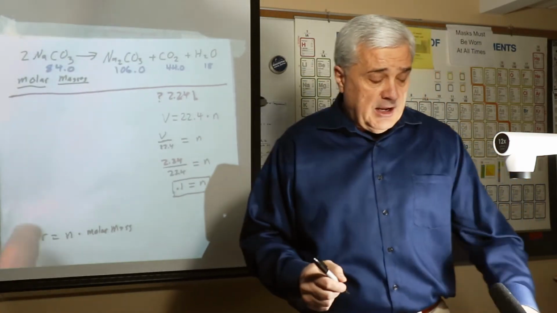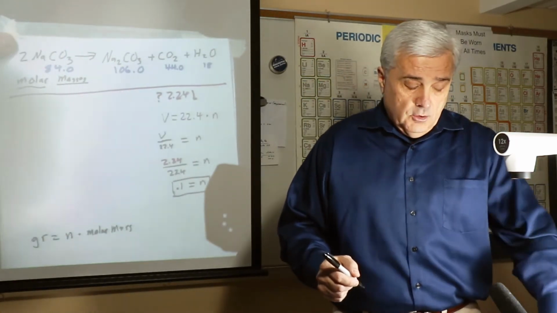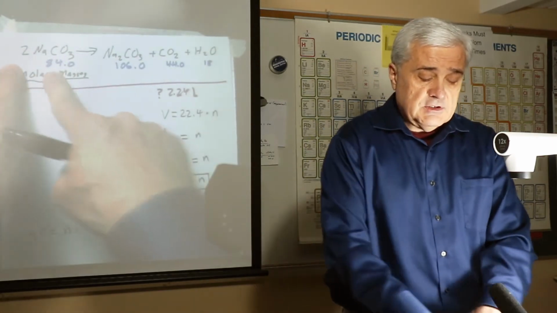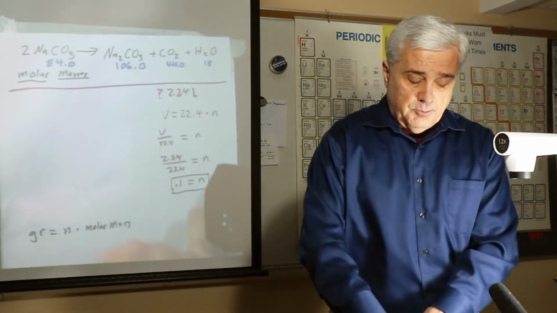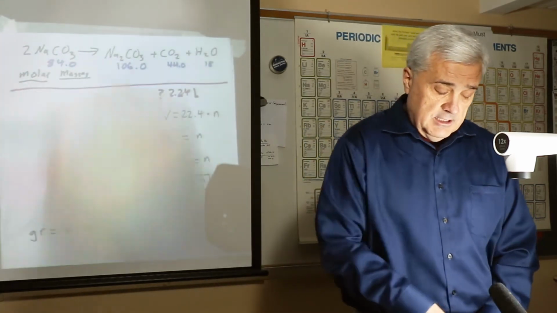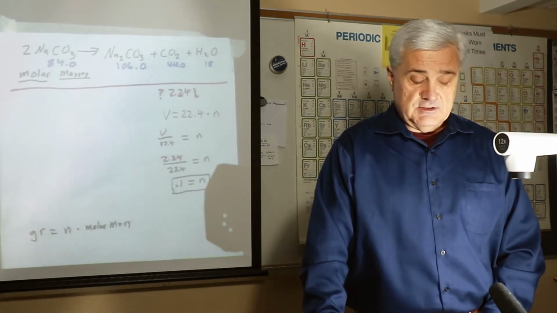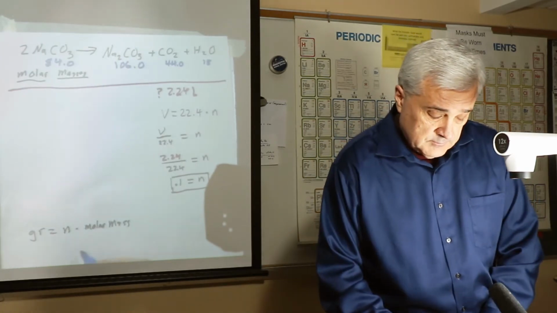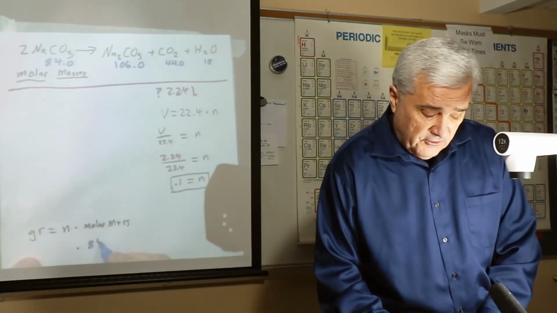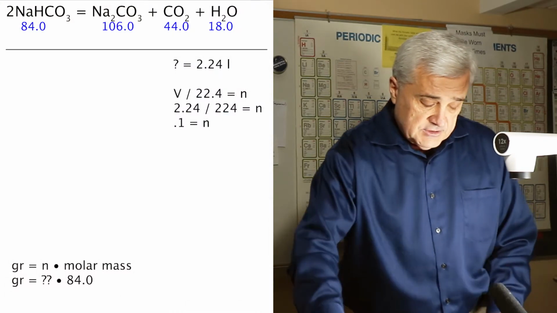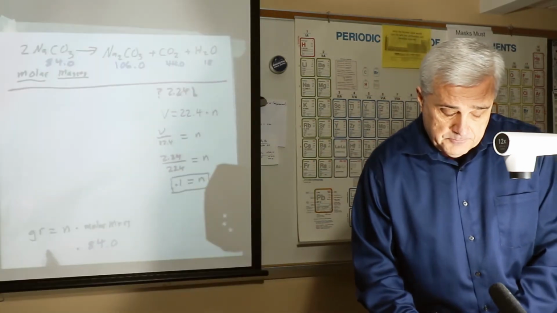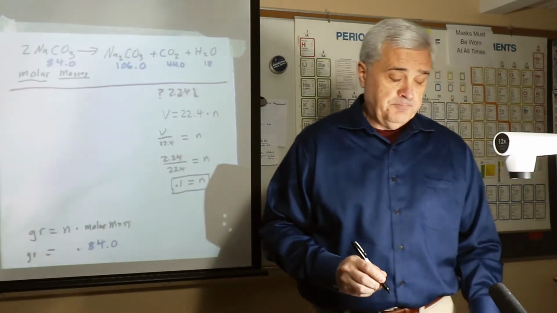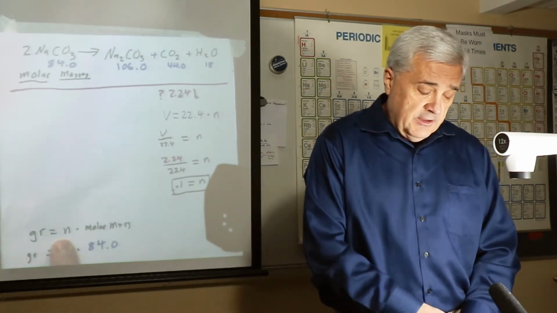So the question was, how many grams of this stuff do I need in order to create this much of this thing? How many grams of this to create 2.24 liters, which is 0.1 mole? Grams is moles times the molar mass. Molar mass I have, 84. Something times 84.0. I don't know what the something is yet. But once I know how many moles of this, I can just plug it in there, multiply, and be done.